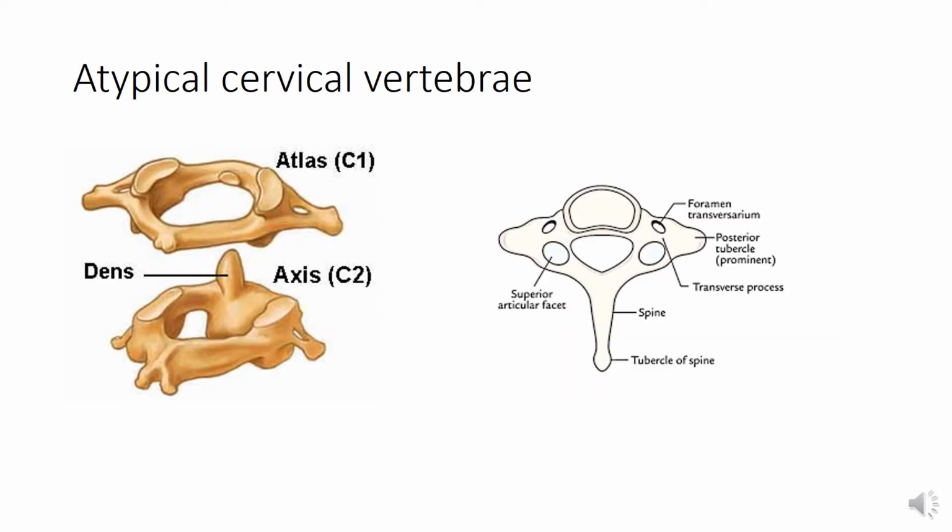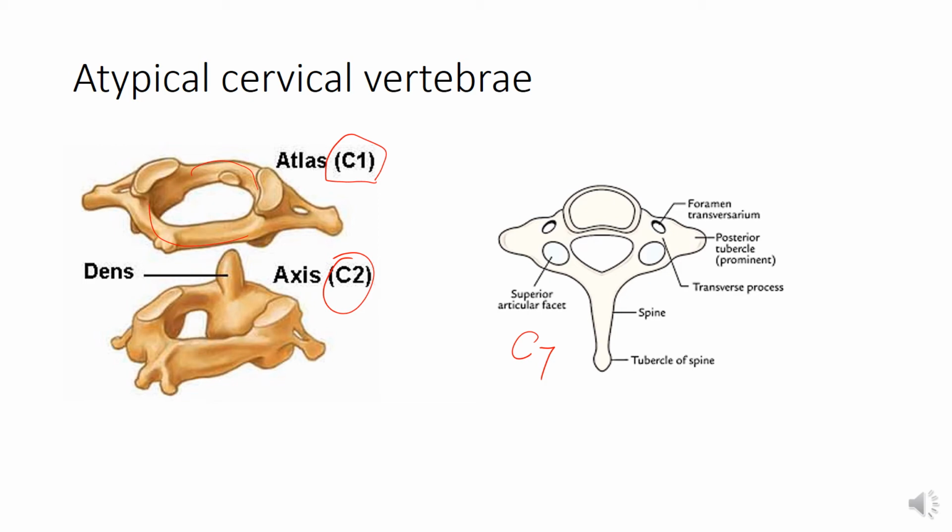So atypical cervical vertebrae are the first cervical vertebra, second cervical vertebra, and C7 vertebrae. The first cervical vertebrae, the atlas, is the bone on which the skull rests. Below the atlas is the second cervical vertebrae, the axis vertebrae. The atlas is essentially a ring of bone with no distinct body. You can see here it is a ring of bone with no distinct body or spinous process.